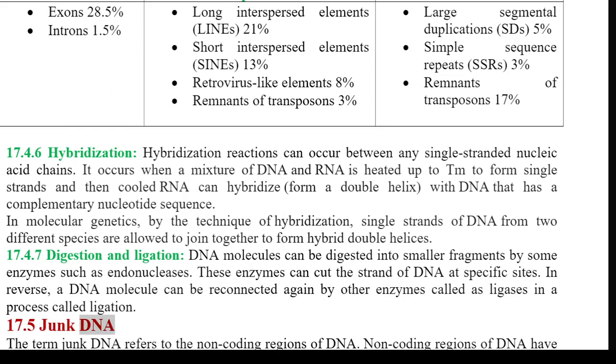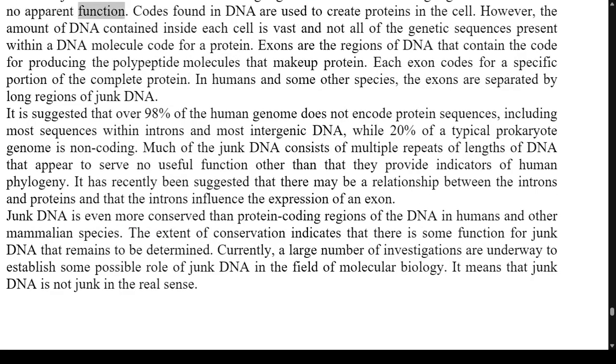17.5 Junk DNA. The term junk DNA refers to the non-coding regions of DNA. Non-coding regions of DNA have no apparent function. Codes found in DNA are used to create proteins in the cell. However, the amount of DNA contained inside each cell is vast, and not all of the genetic sequences present within a DNA molecule code for a protein. Exons are the regions of DNA that contain the code for producing the polypeptide molecules that make up protein. Each exon codes for a specific portion of the complete protein. In humans and some other species, the exons are separated by long regions of junk DNA.